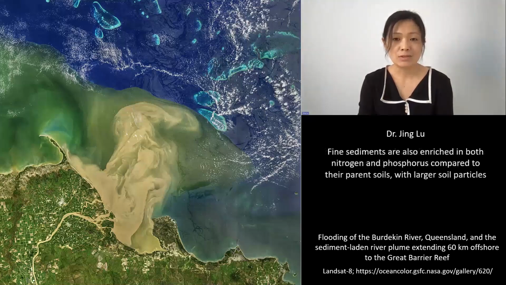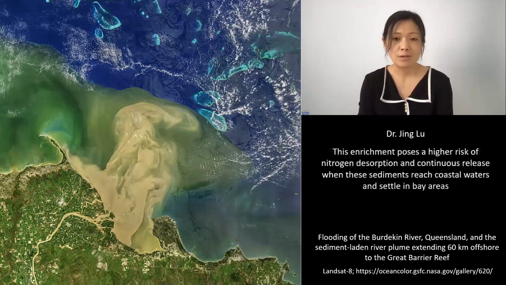Fine sediments are also enriched in both nitrogen and phosphorus compared to their parent soil with larger soil particles. This enrichment poses a higher risk of nitrogen desorption and continuous release when the sediments reach the coastal water and settle in the bay areas.